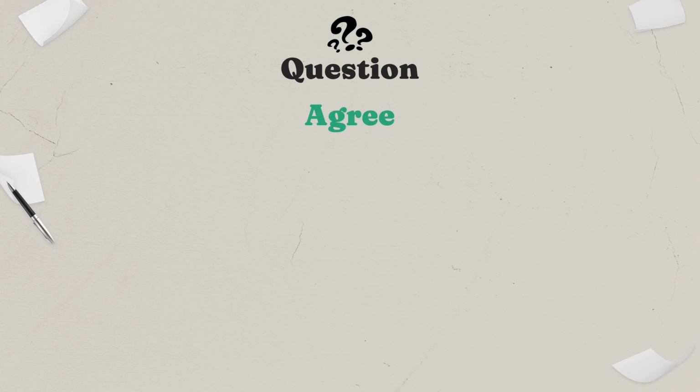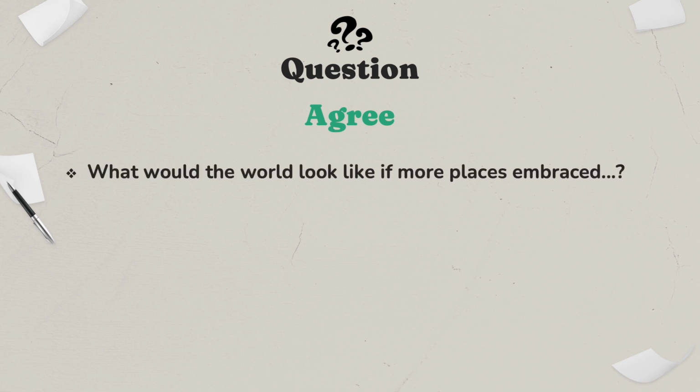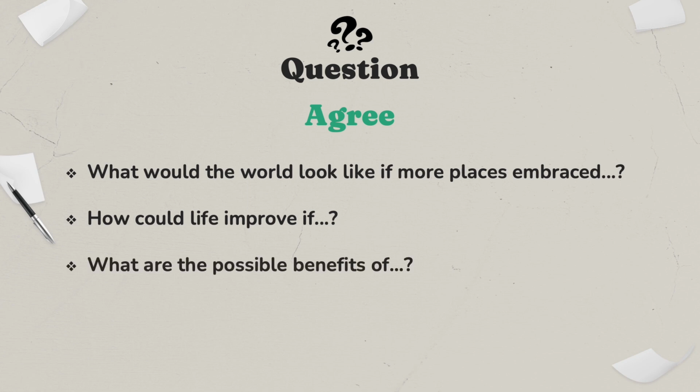The first kind of hook we have are question hooks. So I'm going to give you different sentence starters for different types of questions. I'll give you questions that make it clear you agree, make it clear you disagree, or questions that are more in the middle. Let's see some sentence starters. What would the world look like if more places embraced? How could life improve if? What are the possible benefits of? In what ways could society thrive if?